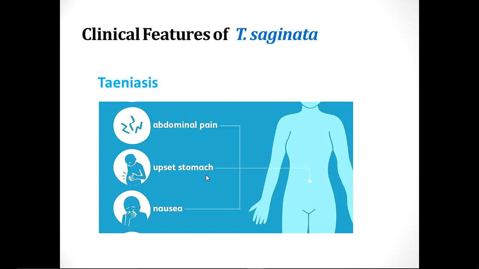Clinical features of Taenia saginata. Mostly patients with adult tapeworms are asymptomatic, but malaise and cramps may occur. They can have vague abdominal discomfort, diarrhea alternating with constipation. They can have chronic indigestion, and the disease is called taeniasis in case of Taenia saginata.